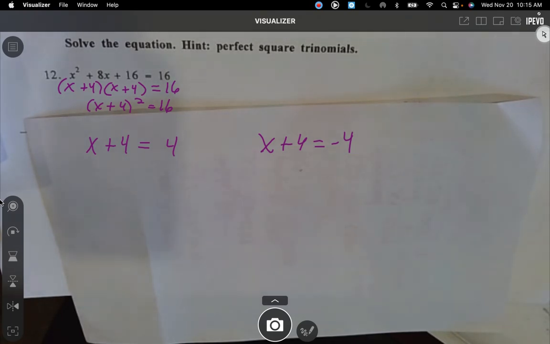Well, this one I'm going to subtract 4, and I get 0. This one I'm going to subtract 4, and you get negative 8. So x equals 0, negative 8. Those are your two answers.